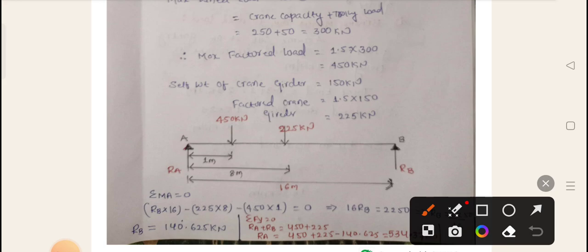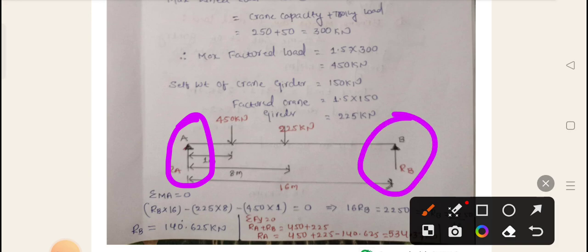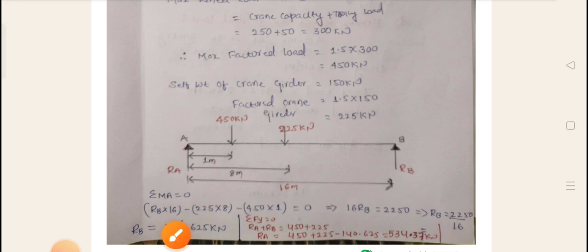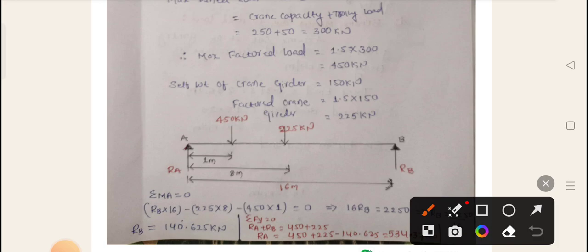So this is the diagram you are seeing. I think this is a simple thing. This is a simply supported beam with RA, RB, the vertical 450 kilonewton crane capacity, and 225 kilonewton self weight on it. Here we are supposed to calculate the reactions RA and RB. How are we going to calculate them? I will apply the conditions of equilibrium and solve the problem. I will take moment about A equal to 0.